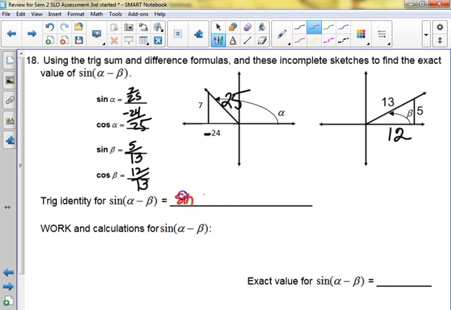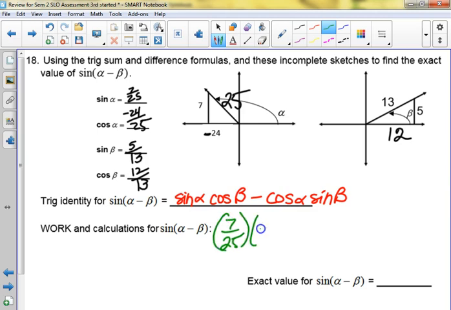Sine cosine minus cosine sine. Did I do it right? Did someone check me? Okay. Now we're going to put what in? Numbers. What's the sign? Cosine? Yes, because it's the cosine of the other one. Thank you.